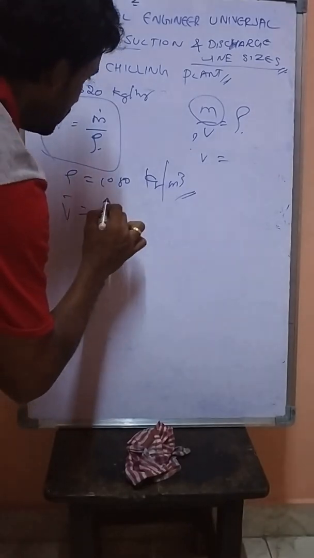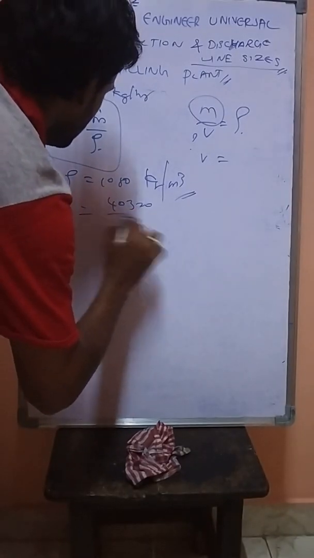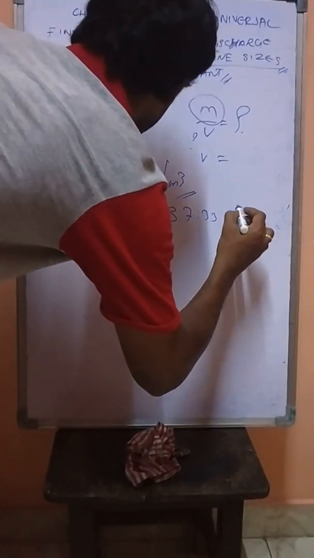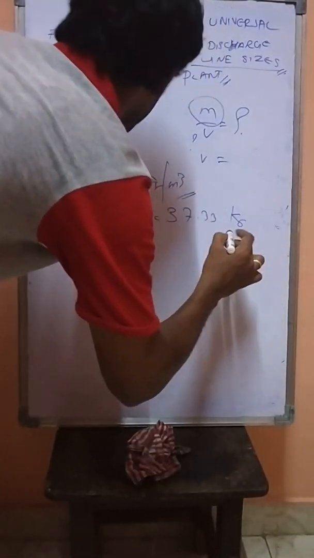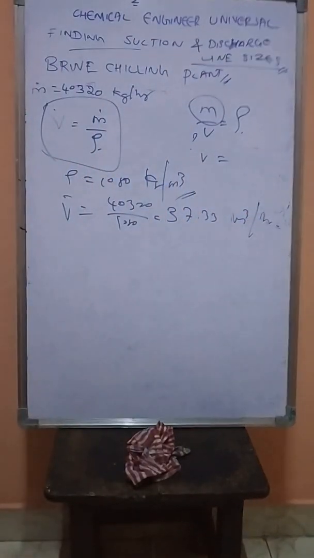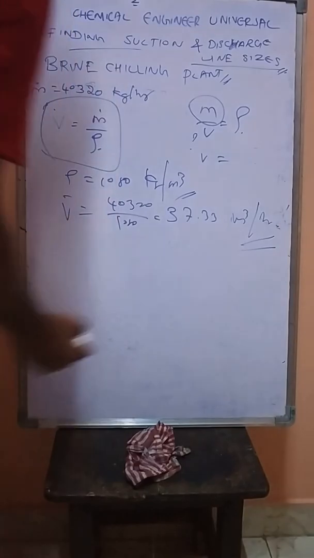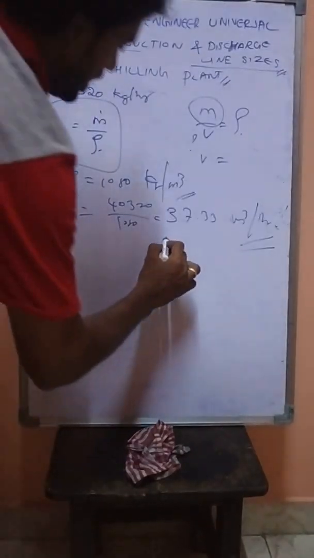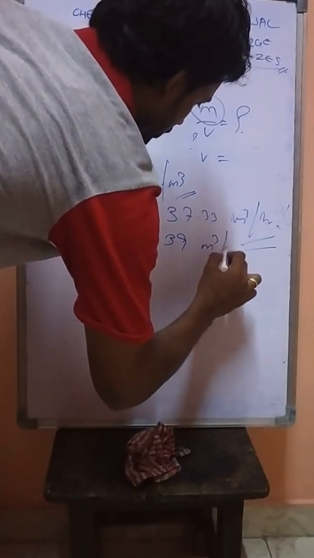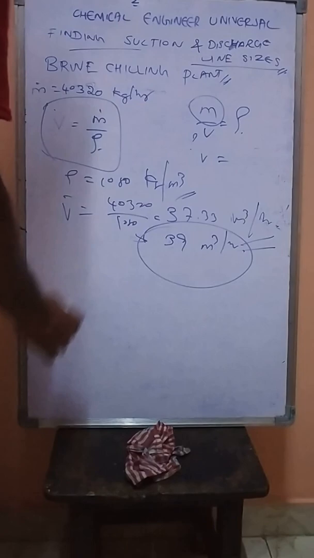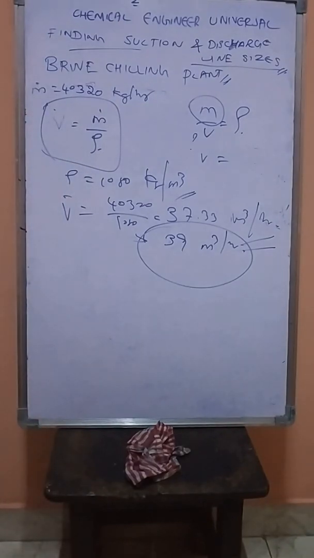So V equal to 40320 divided by 1080. It will be around 37.33 meter cube per hour. So this is the volumetric flow rate we needed, but the recommended pump capacity given here is 39 meter cube per hour. So you go with this one. That's how it is taken. Okay, so you know the volumetric flow rate also.